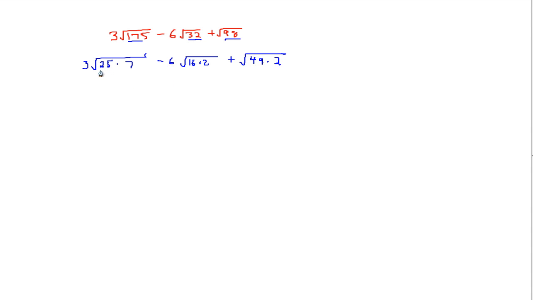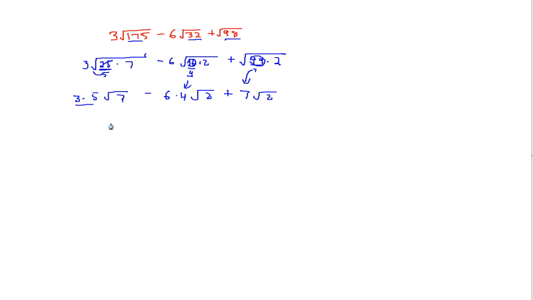Since it's a square root, I can take a 5 out of this one. I can take out a 4 out of that root, and I can take out a 7 out of that. So that's going to give me 3 times 5, the root of 7, since I took that 25 out as 5, minus 6 times 4, root of 2, since the square root of 16 gives us 4, that's why I get that value, plus 7 square root of 2, since the square root of 49 is 7, so I am able to take it out of the root sign.